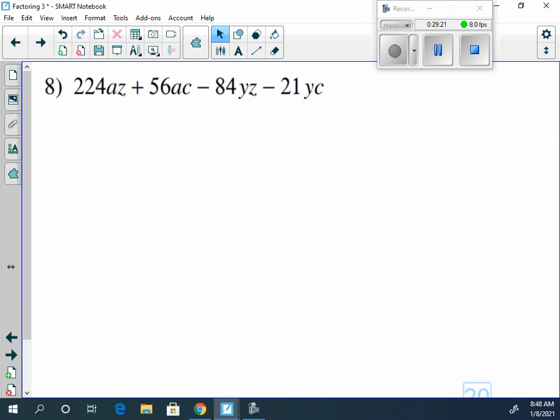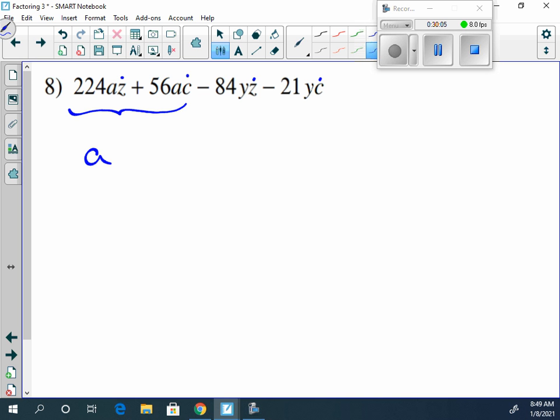Yes? 224az plus 56ac minus 84yz minus 21yc. Yeah, so we can factor out an a. So I wouldn't say z because we do have z in both of the first and here and here, and we have c here and here. So we're not going to mess with z or c. So a and y, I can say, would both come out.